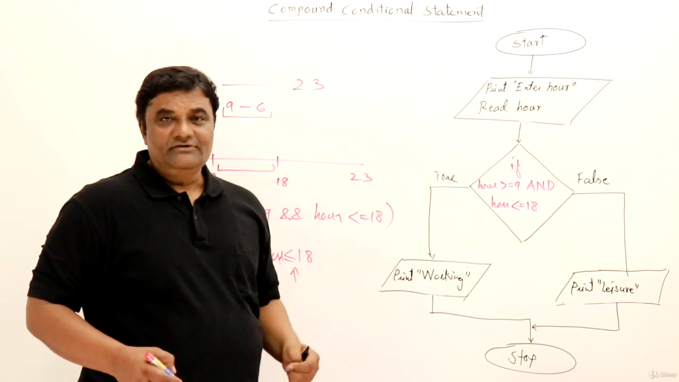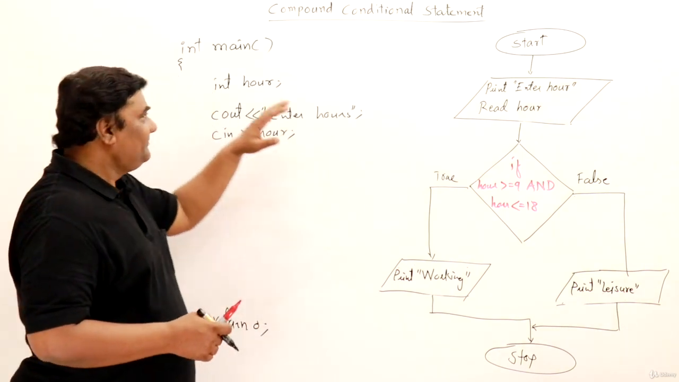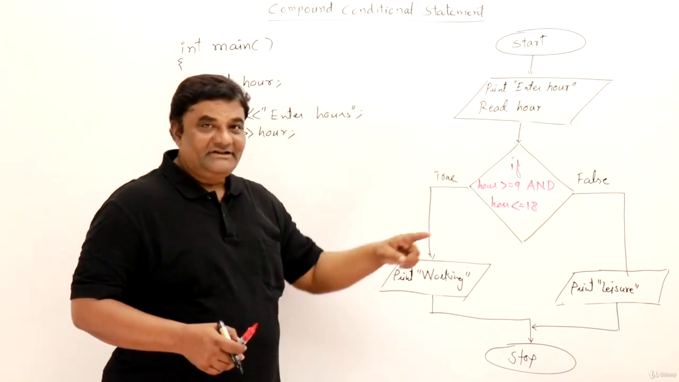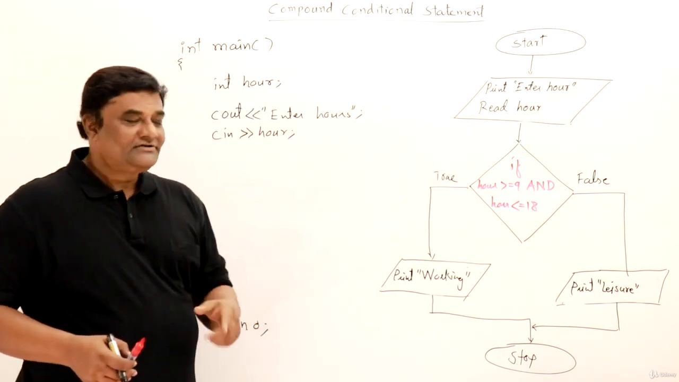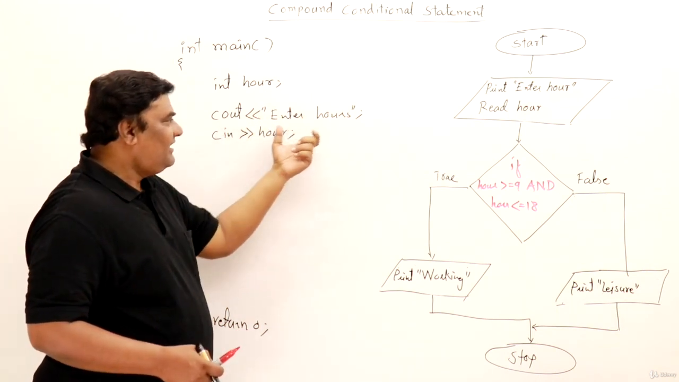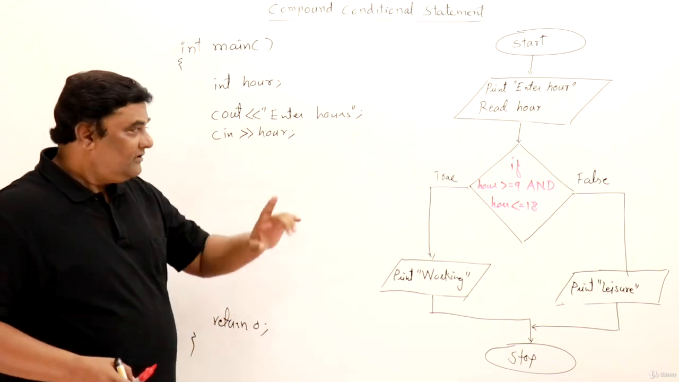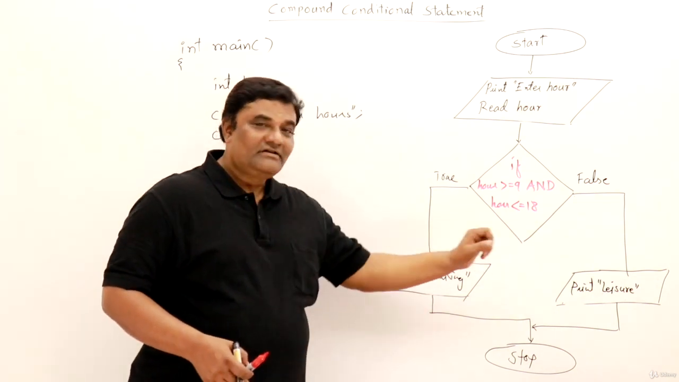Now let us convert that into a program. I have already prepared a few statements in the program. See, this is the main function, and in this program we need first one variable. So we should declare the variable. Then I have a message, enter R, then reading R. Now I have to display either working or leisure.